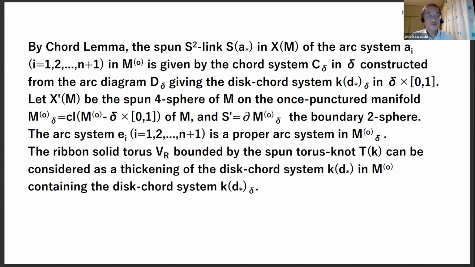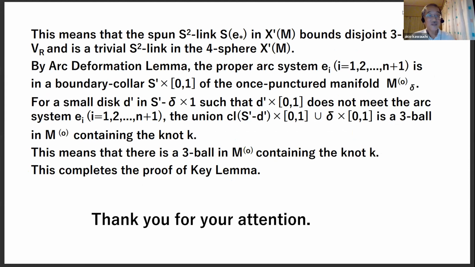Let X dash M be the spun manifold of M on the once punctured manifold M0 delta, that is just removed from M0 from delta cross 0 1. And S dash is the boundary sphere. The arc system E star is a proper arc system in M0 delta. The ribbon solid torus bound, the spun solid torus knot, can be considered as a thickening of the disk code system K D star in M0 containing the disk code system K D star delta. This means the spun S2 link S E star in X dash M bounds disjoint 3 balls in VR and is a trivial S2 link in the spun manifold X dash M.